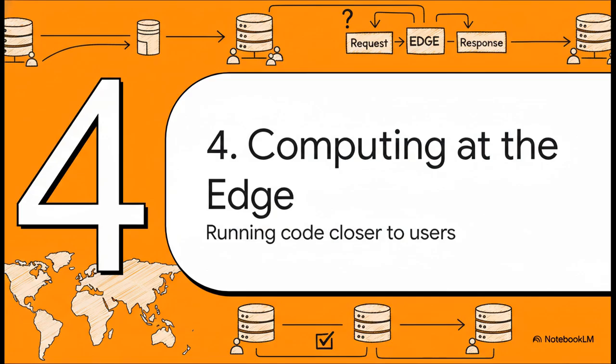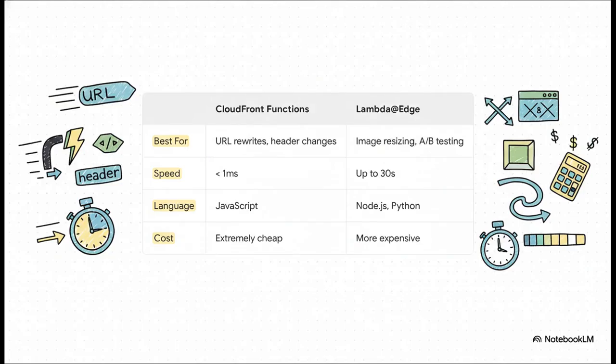Okay, time to level up. Let's talk about one of the coolest parts of CloudFront, computing at the edge. This is where you can actually run your own code inside those edge locations. This lets you intercept and change requests and responses as they're flying through the network. Now, there are two ways to do this: CloudFront Functions and Lambda@Edge. And I'll be honest, this is where a lot of people get tripped up on the exam, so let's make this crystal clear. All right, here's the deal.